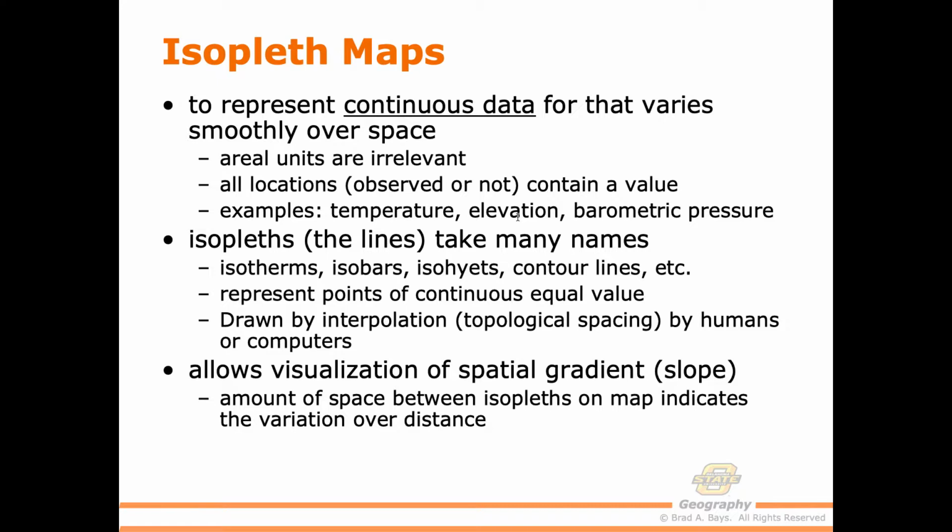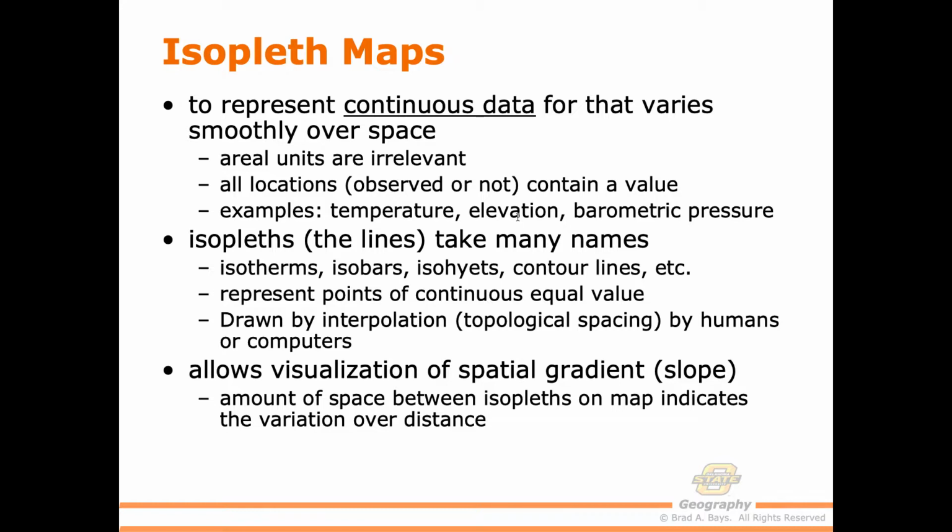So the line connects points in space of continuous equal value, and to draw those lines we have to interpolate. That is, we have to spatially space the distribution of the line. Now it can be done by hand, looking at a distribution, a field of data, but it's not so easy. It takes some practice. However, computers can do it no problem at all, and be much more accurate than human beings. So this allows the visualization of spatial gradients.